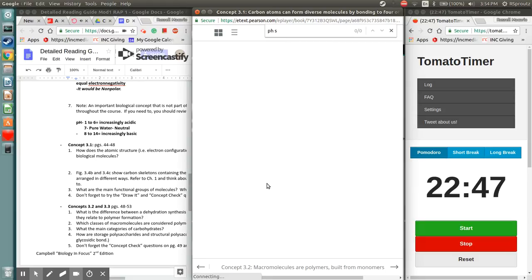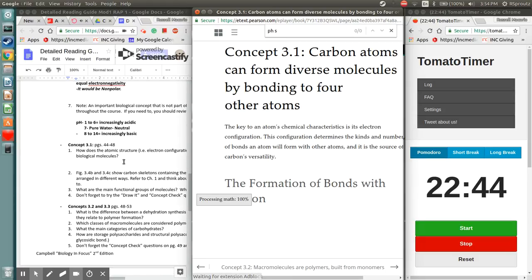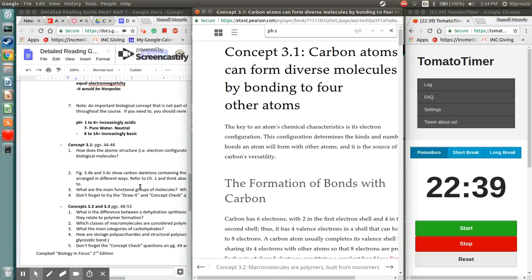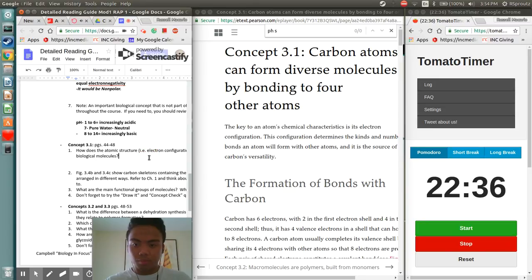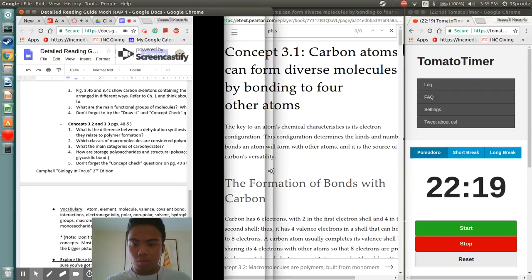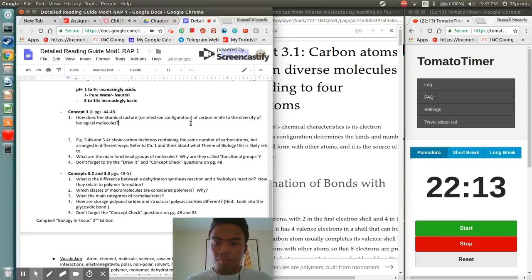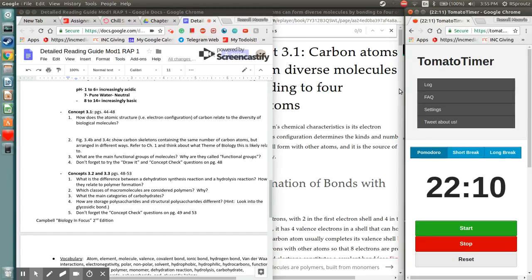Concept 3.1. I like this, it is more specific. 44 to 48. Come on. I'm just going to do the font here. Functional configuration. How do I move it? Because each atom is different, that's what I'm assuming.